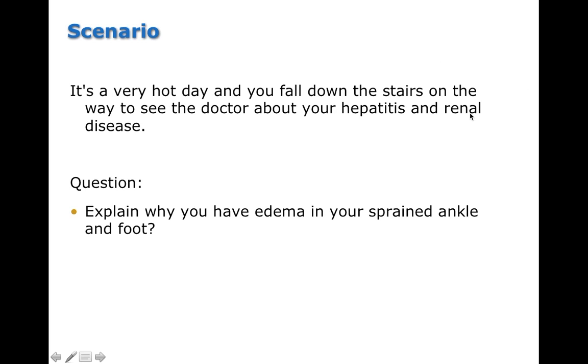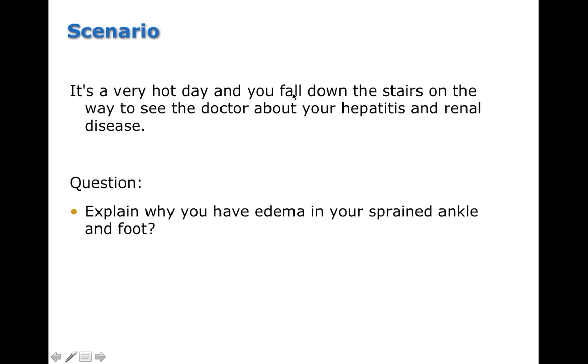Now, what's the relationship of renal disease to edema here? Well, we know that your kidneys help get rid of excess water and electrolytes. So if because of your kidney disease you're not able to remove that excess water, that means your blood pressure is going to be higher, and there's going to be a general tendency for the hydrostatic pressure of your capillary, aka blood pressure, to force water into your tissues, which could explain the edema here.